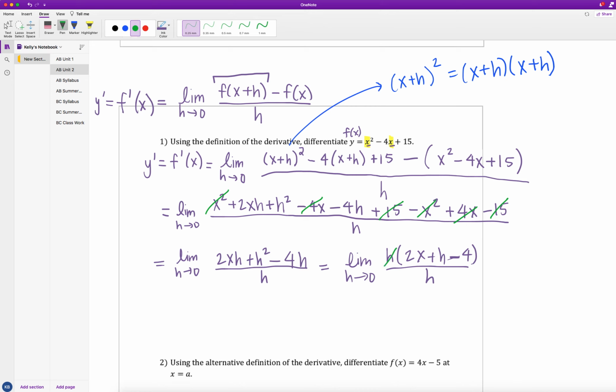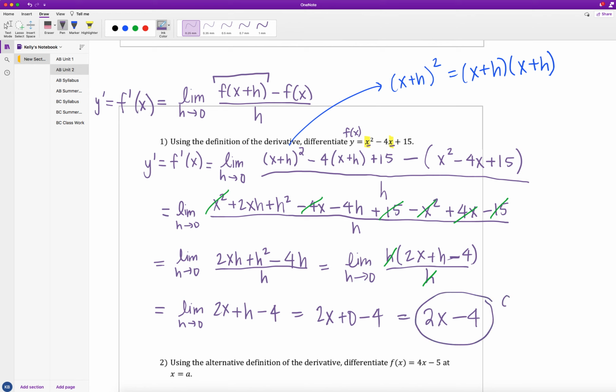What we can do from here is cancel an h over an h, which gives me a value of 1. Now I'm just looking at the limit as h approaches 0 of 2x plus h minus 4. Now we can finally do a direct substitution, and when I substitute in 0 for h and simplify, I end up with 2x minus 4. What that represents is the derivative of our function y. So we were able to find the derivative by using the definition, which is the limit of the difference quotient.